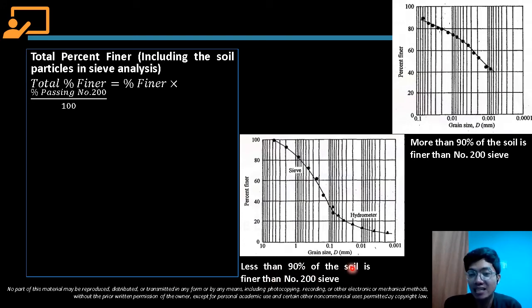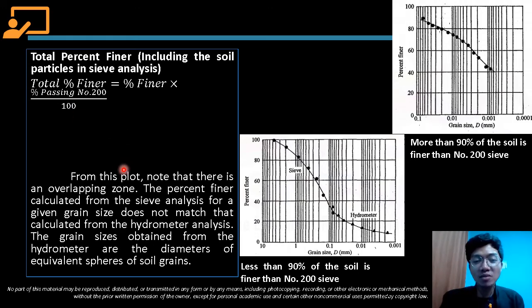So, kailangan natin, class, idugtong yung graph nung hydrometer analysis natin dun sa sieve analysis. Kailangan natin siya idugtong. So, para malaman natin yung percent finer, class, kapag dinugtong natin dito sa hydrometer analysis, dito sa sieve analysis, kailangan natin kunin yung total percent finer. Yung total percent finer, yan yung percent finer including the soil particles in sieve analysis. So to solve this, this is equal to the percent finer na na-solve natin dun sa hydrometer analysis times the percent passing number 200, so yung percentage nung nag-pass through dun sa number 200, over 100.